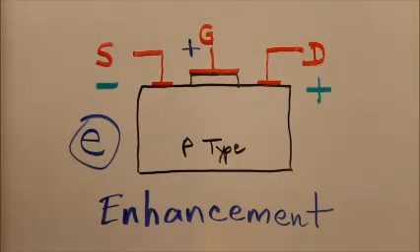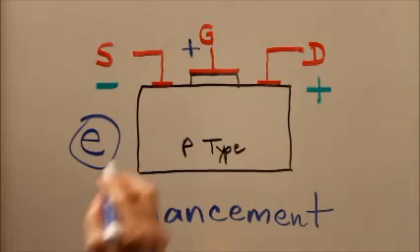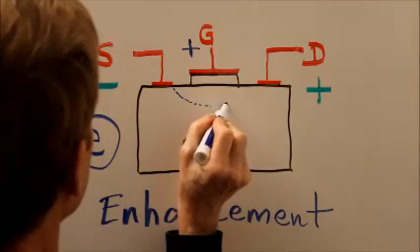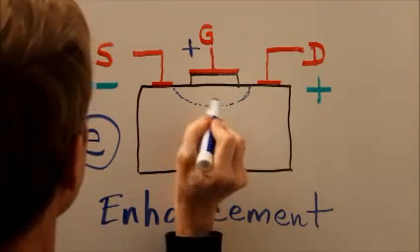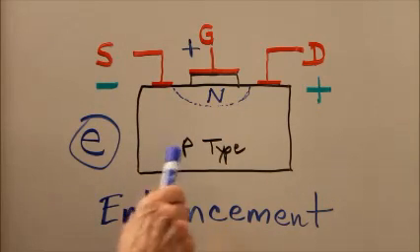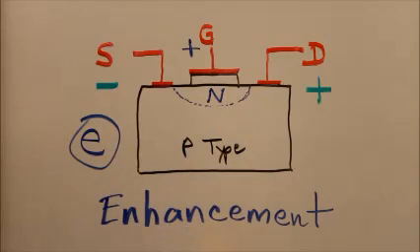at the gate electrode. When we do that, what we get is a channel that in effect behaves like a region of N-type semiconductor. That's why we call this an N-channel enhancement mode MOSFET, even though the predominating material is P-type.